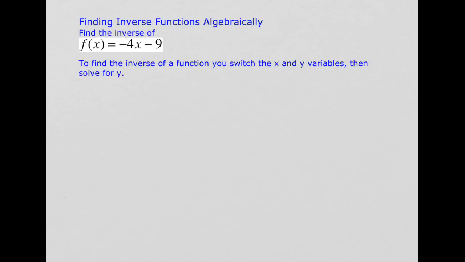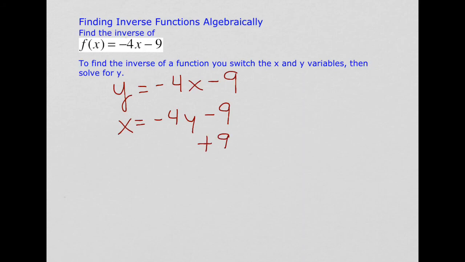Finding the inverse functions algebraically. Find the inverse of f of x equals negative 4x minus 9. To find the inverse of a function, you switch the x and y variables, then solve for y. So our f of x equals negative 4x minus 9 becomes y equals negative 4x minus 9. Now I switch out my x and y, so x equals negative 4y minus 9. Now I solve for y. That means I need to add 9 to both sides.